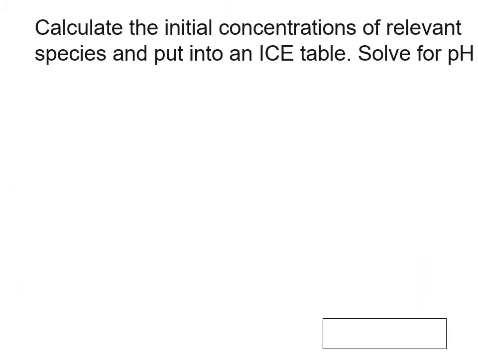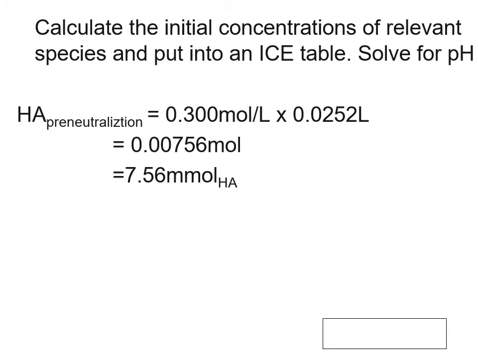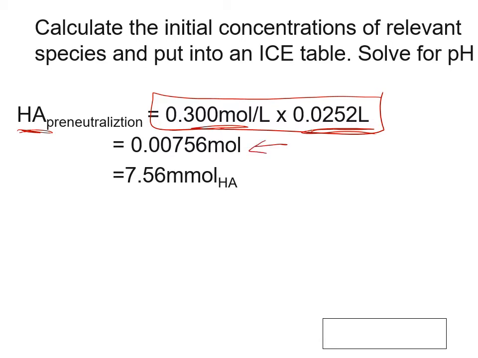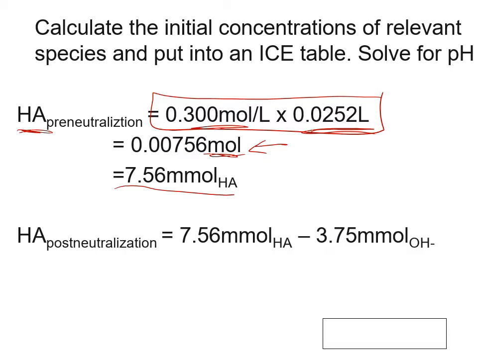So to find those initial concentrations, let's find out how much we have. Again, originally the total amount of weak acid that we had was the concentration times the volume. The concentration was 0.300 moles per liter, and there was 25.2 milliliters of it, or 0.0252 liters. So that means originally we had 0.00756 moles of this weak acid, or without all the zeros, 7.56 millimoles of the weak acid.